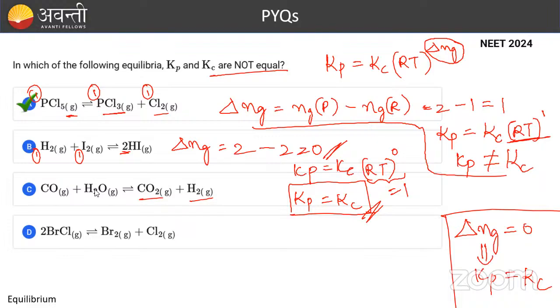For the last reaction also, we have 1 mole of products. Delta Ng will be 2 minus, and the reactant is also having 2 moles. So 2 minus 2 is 0. So Kp will be equal to Kc. So is it clear? Is it clear to all of you? If delta Ng is equal to 0, then Kp is equal to Kc. In all other cases, it will not be equal to Kc. So option A is the correct answer for this. All right. Shall I go for the next question?